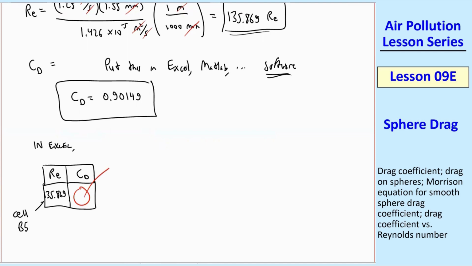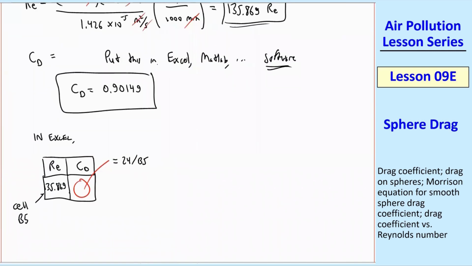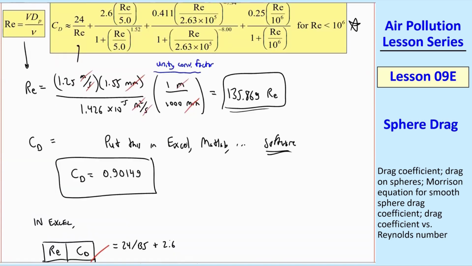I'm going to write that out as equals, and no if statements here. I'm just going to put 24 divided by Reynolds number, that's B5. So I'm just doing this equation, that's that term, plus, following that equation, 2.6 times Reynolds number, B5, divided by 5.0, and then close both parentheses. That gives me my numerator.